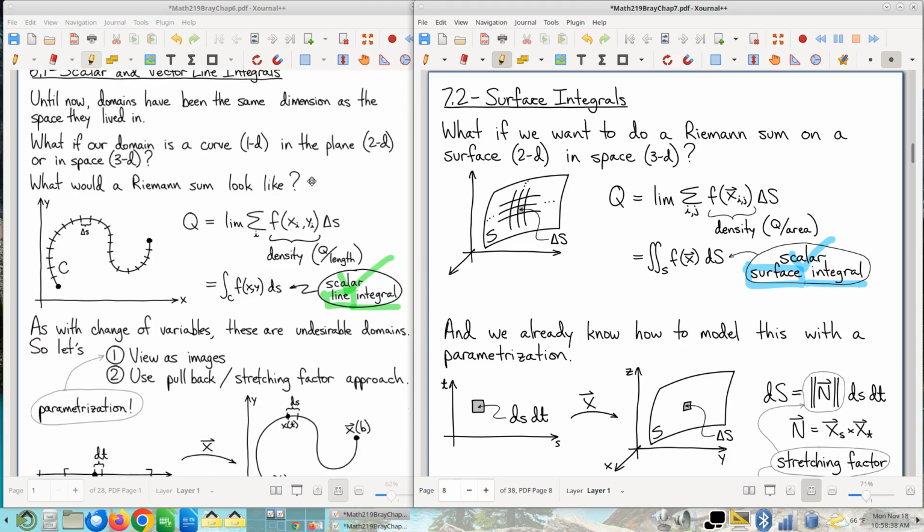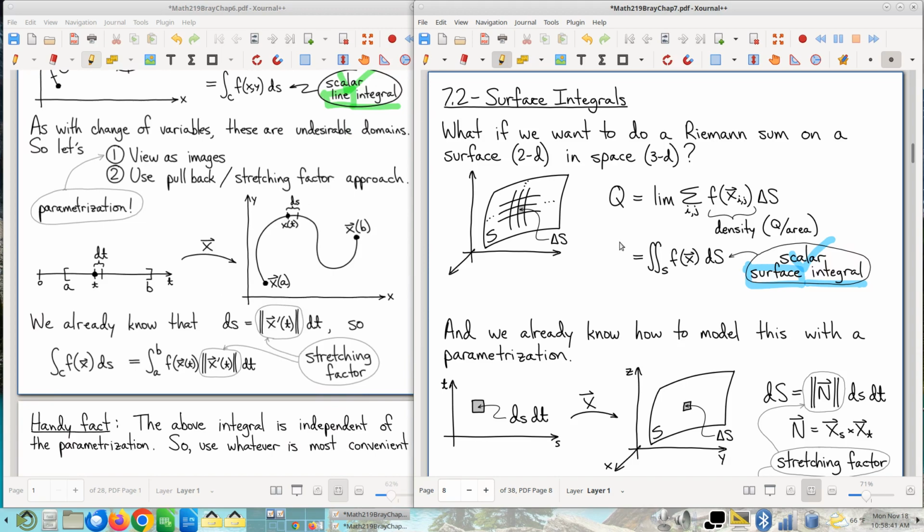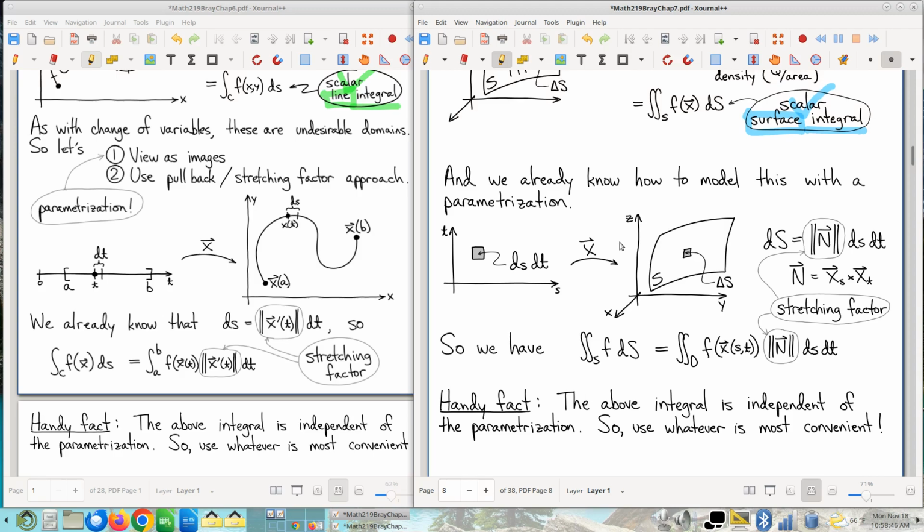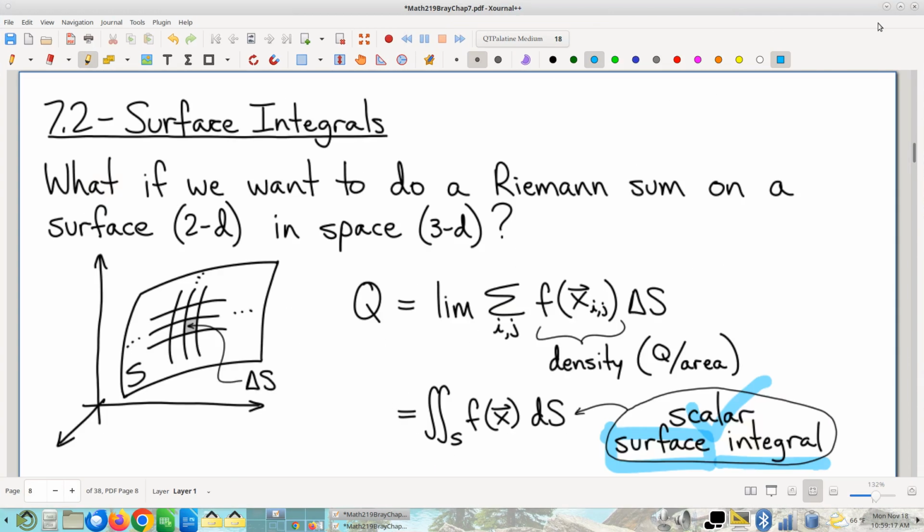Okay, and then likewise, how did we actually compute scalar line integrals? How can we kind of steal that idea? Well, we used parameterizations of curves, and we pulled back through the parameterization. Likewise here, how are we going to compute scalar surface integrals? We're going to parameterize the surface, and we're going to pull back through that surface parameterization. Everybody see how it's the same thing, right? Same basic idea. Okay. All right, let me get back to business here.